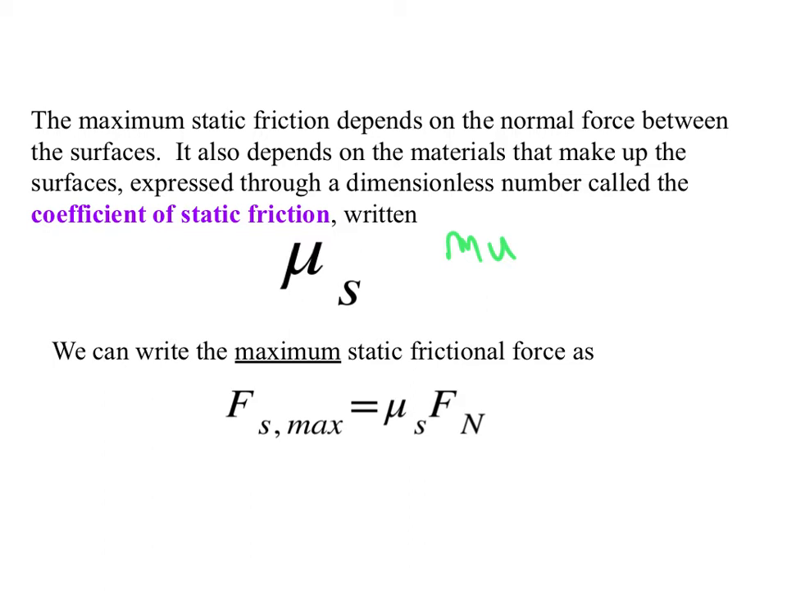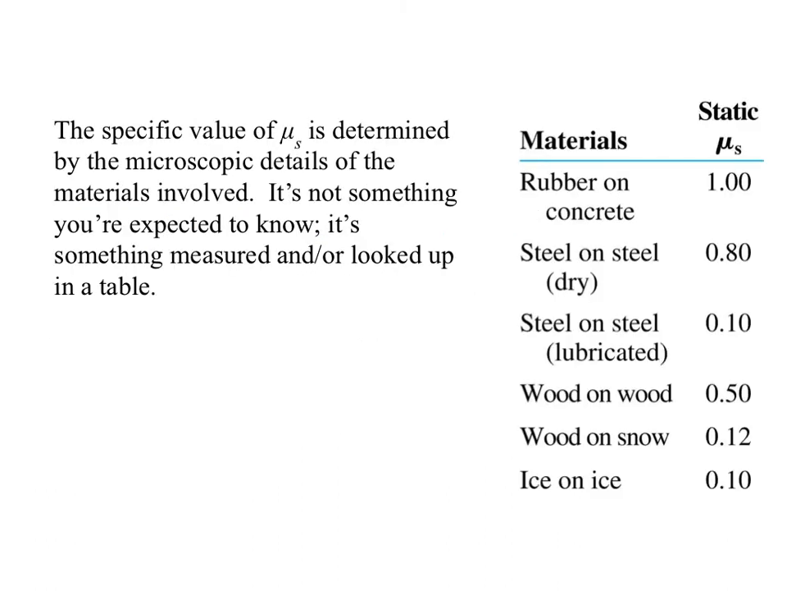Important to understand that mu s is not a universal constant. That is, it's not like the gravitational constant or even quasi-universal like little g being 9.8 meters per second squared everywhere on Earth. The specific value of mu sub s is determined by the microscopic details of the materials involved. It's not something you're expected to know, it's something measured and or looked up in a table. Sometimes the question might say find mu, but you're not expected to know mu.